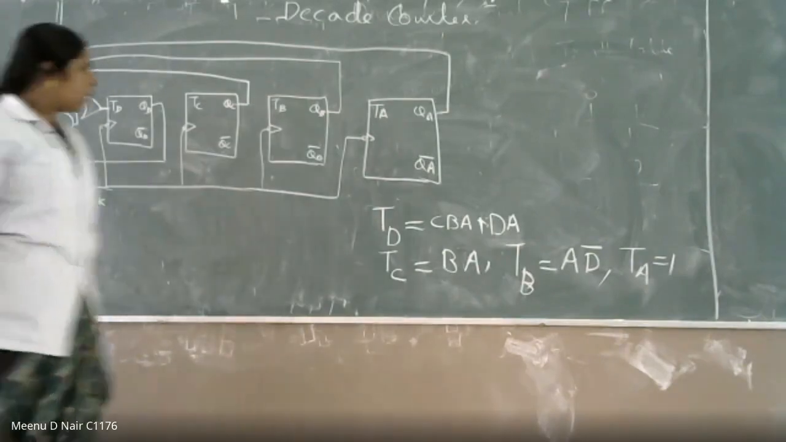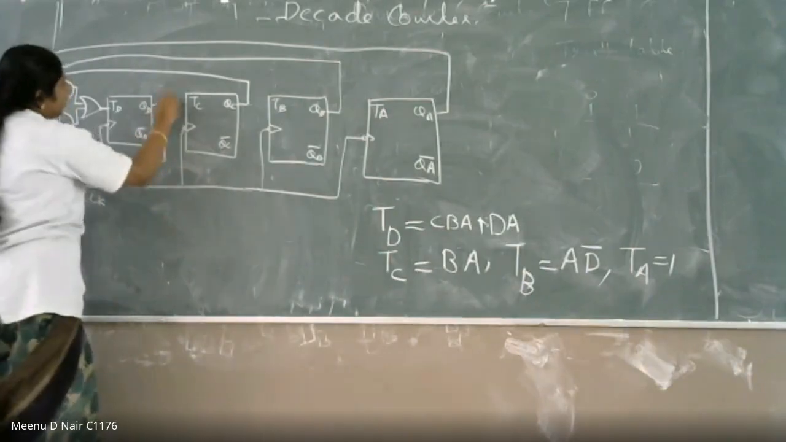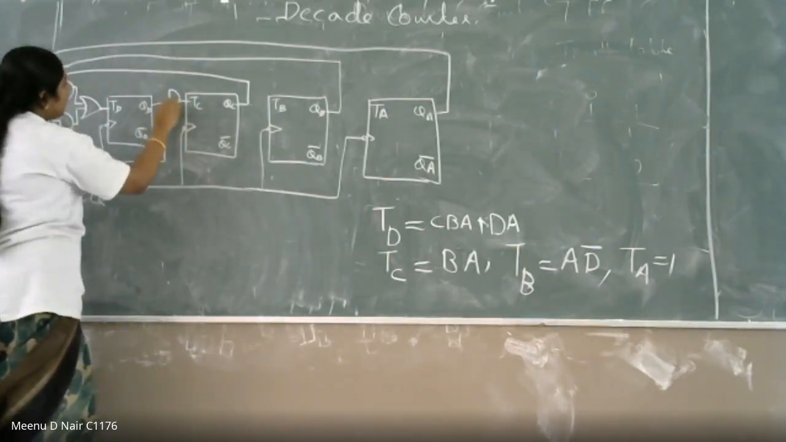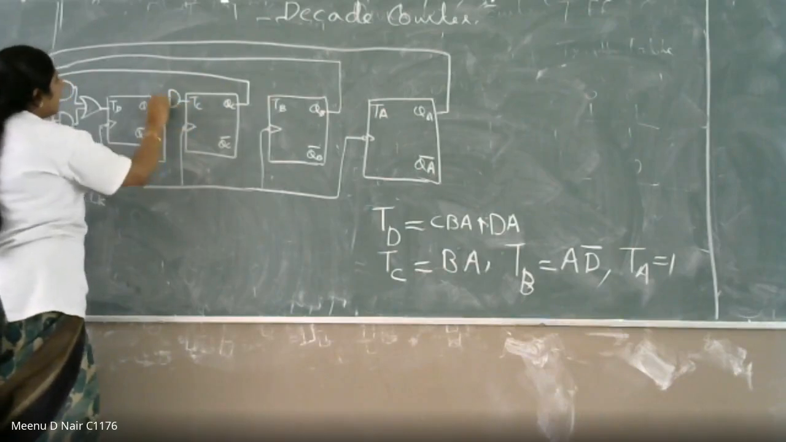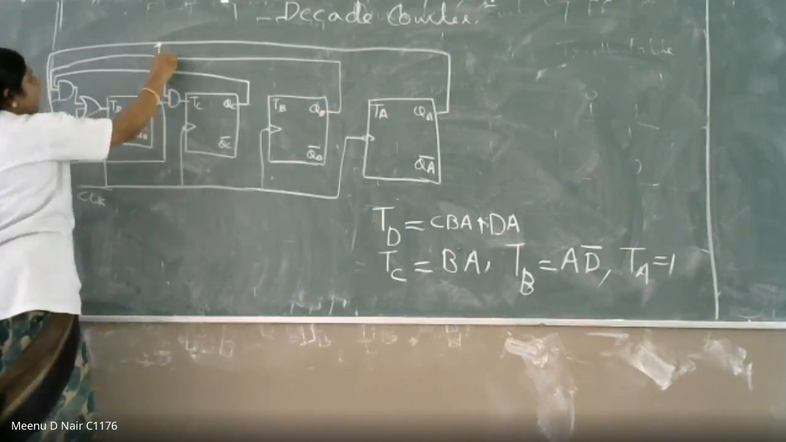Right. Then what about TC? TC is BA. TC input. But which one is B? This is B, and this one is A. This is A, B. Okay.